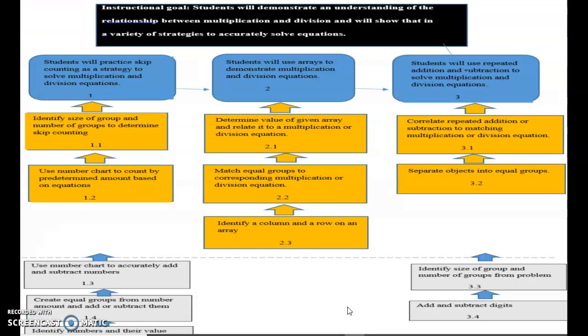Based off of the needs assessment, when the students enter into 3rd grade at this point in the year, they should have the following entry skills. So being able to use a number chart accurately to add and subtract, create equal groups from number amounts, identify simple digits, numbers, and their value. Also being able to identify the size of a group and the number of groups from a problem. So being able to pull that information out and identify which is which in order to help them solve later. Also being able to just add and subtract different digits.